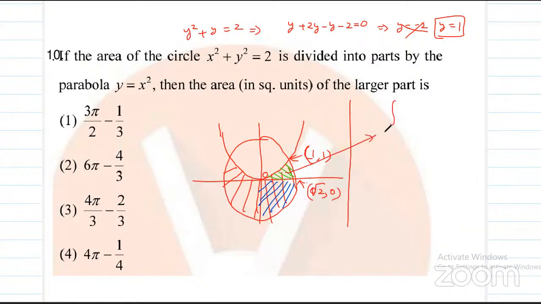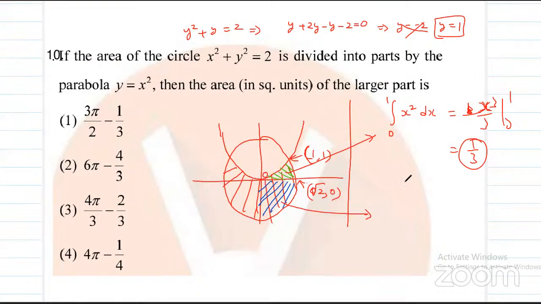Integration of the parabola from 0 to 1: y is x square, with respect to dx. If I integrate, I get x cubed by 3, from 0 to 1. So the area under that curve is 1 by 3 square unit. Okay, so what is this area, this bottom one? What is this area?